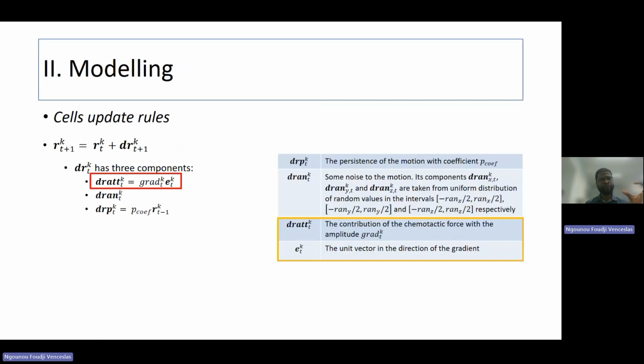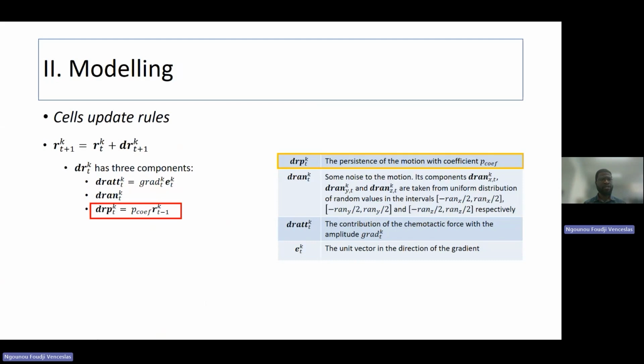The first component is the contribution of the chemotactic force towards the direction of the gradient. But I would like to emphasize that the appellation grad here does not mean the amplitude of the gradient, but simply the amplitude of the contribution of this chemotactic force towards the gradient. The second component, which is called here ramp, just adds the noise or the randomness as we discussed earlier.